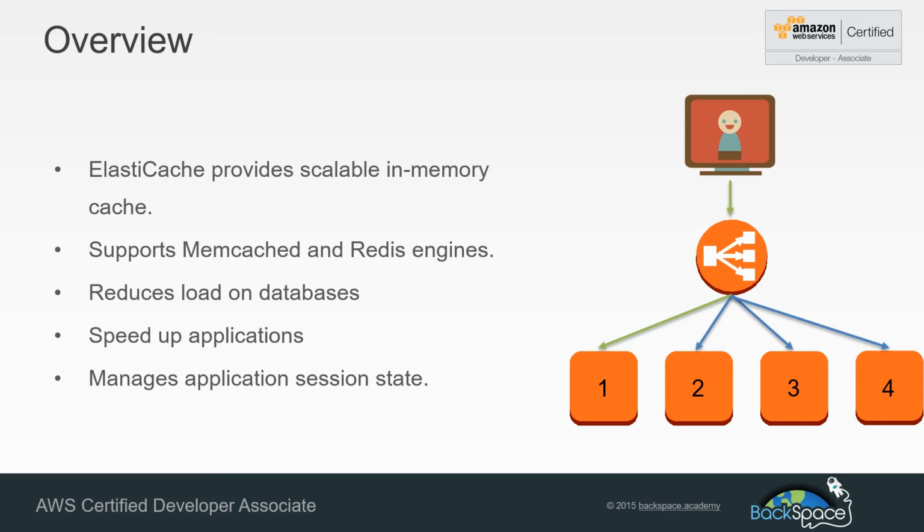Now, the common use cases for ElastiCache would be, first of all, to reduce load on your databases. For example, you might have a DynamoDB database, and you want to reduce the latency on that database, so speed up your application. You also want to reduce the amount of reads and writes to that database to reduce your costs, and again, reduce the load on that database.